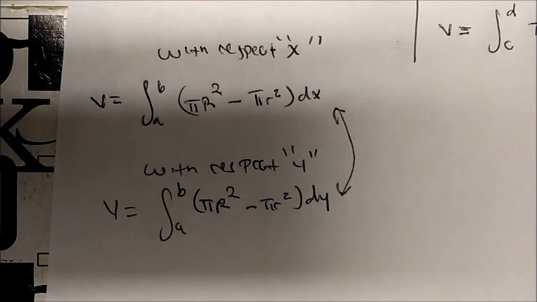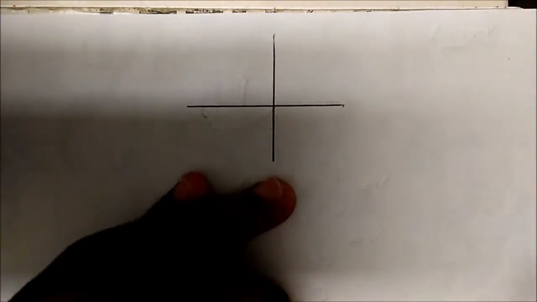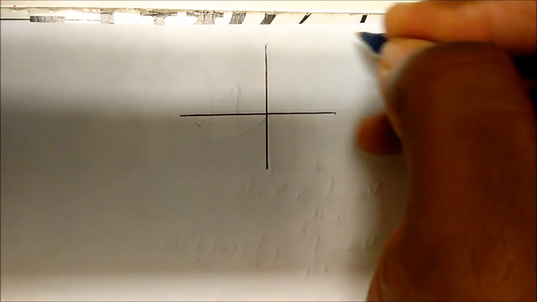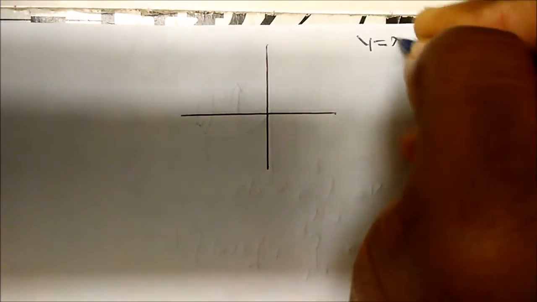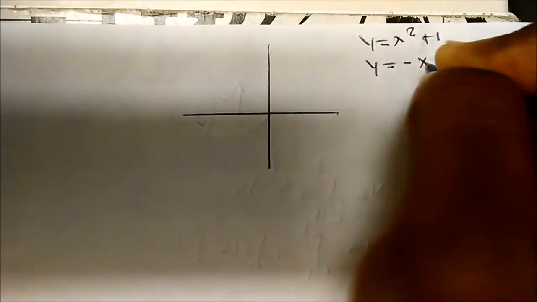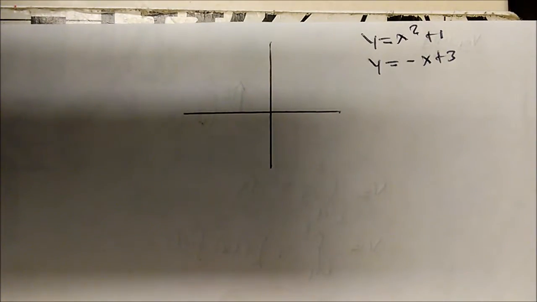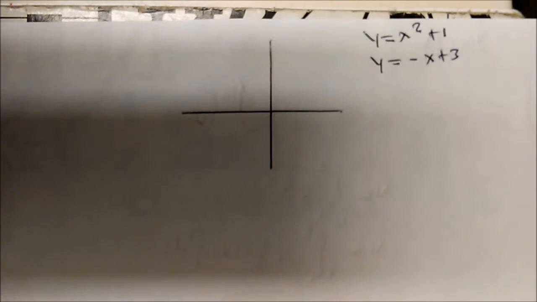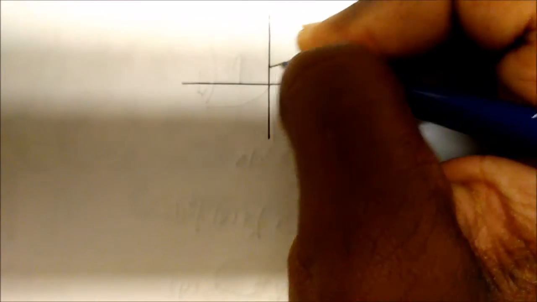So with that being said, let's look at an example. What if we wanted to find a region bounded by the curve y is equal to x squared plus 1, and y is equal to negative x plus 3? What if we wanted to find the volume of this solid here? Typically with these problems, graphing is not required. However, it's helpful. We know the graph of y is equal to x squared plus 1 is just shifted 1 unit up, and it's a parabola.